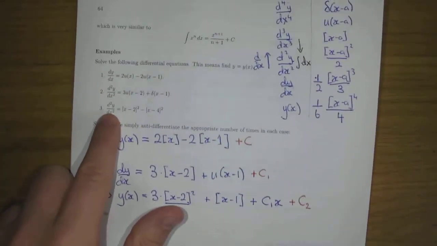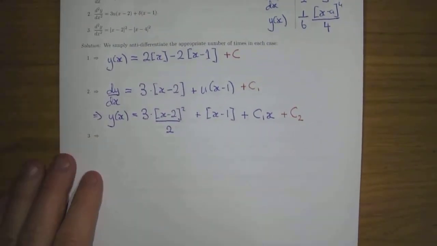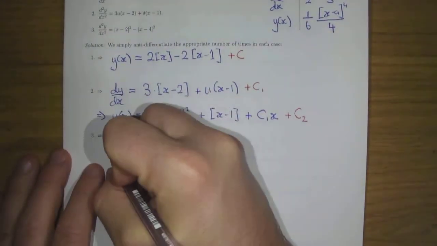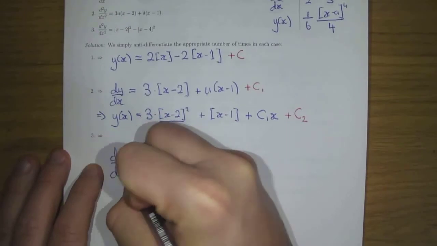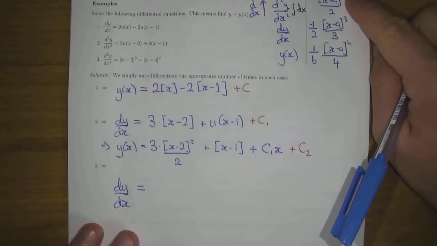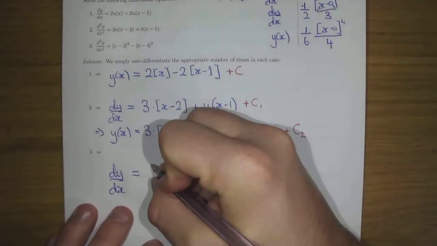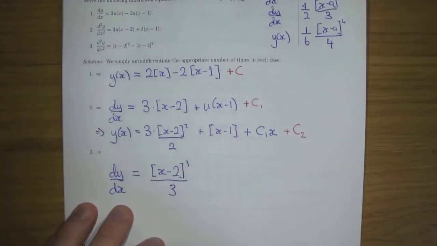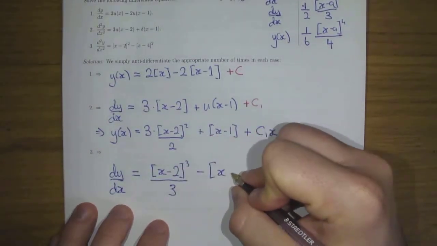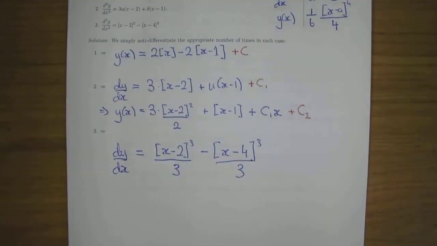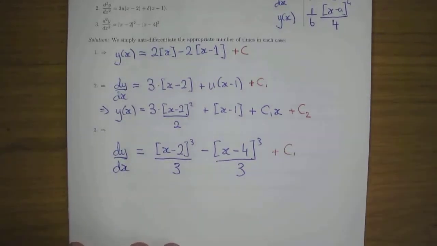Okay, and one more just to finish off the lecture. The second derivative here, we'll have to again anti-differentiate twice. So we anti-differentiate the second derivative, we get the first derivative. Antiderivative of square bracket squared: add 1 to the power, divide by the new power. Same for the other one. Add 1 to the power, divide by the new power. And we've anti-differentiated, so we must add a constant. And now we go again.